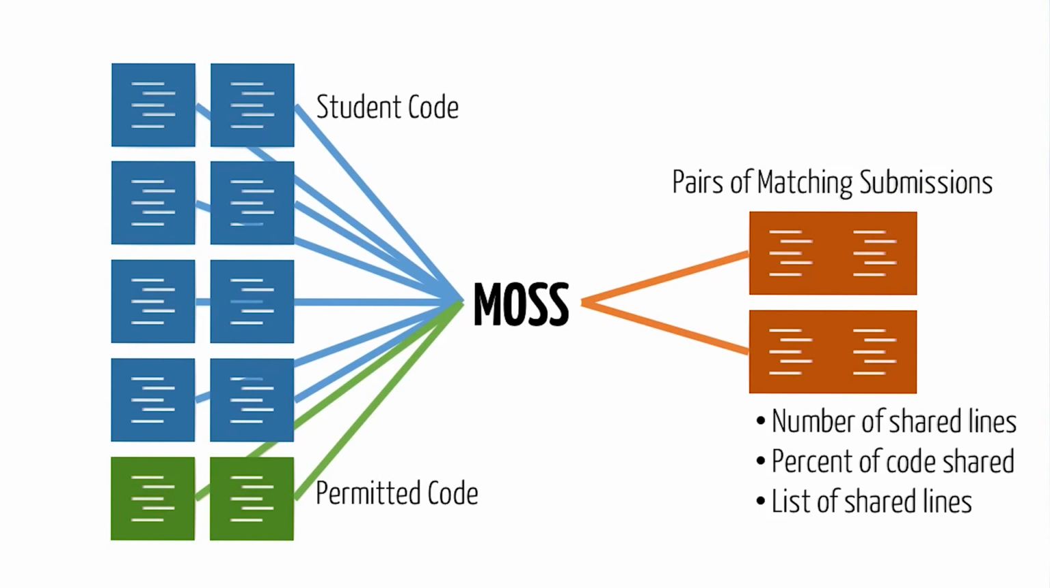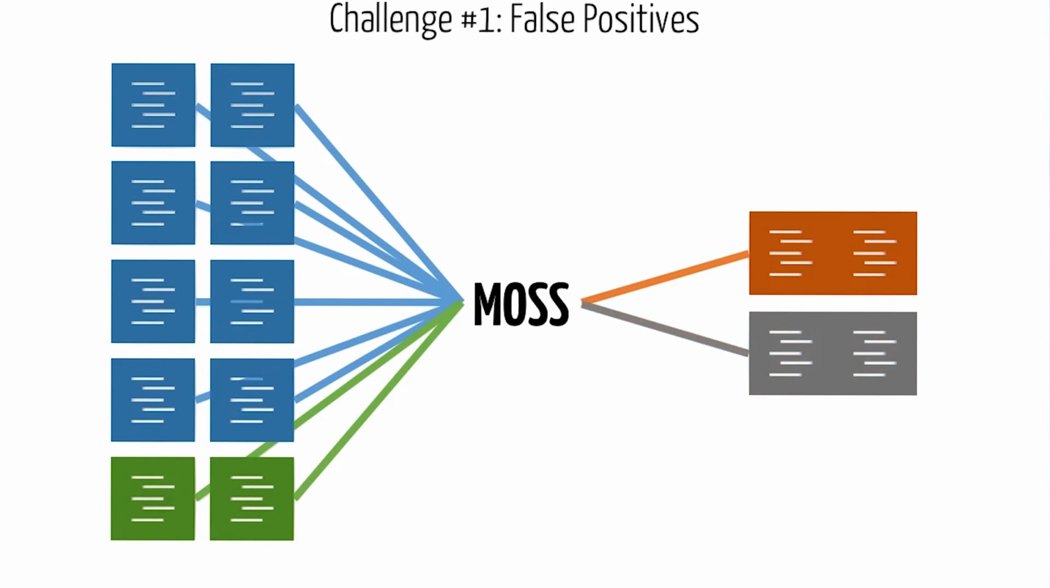Generally, MOSS works quite well, but it wasn't designed with our use case in mind, and as a result, a number of challenges have emerged. First, there's the challenge of false positives. In our experience, about 50% of the pairs that MOSS generates are actually false positives.